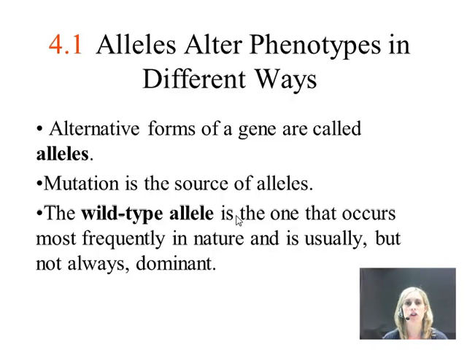For example, when you look around the room, most of the room has 5 fingers. That means you have 2 copies of a recessive allele for 5 fingers. 6 fingers is the dominant trait, a dominant allele. However, it is not the most common in a population. So, in this case, the recessive allele is the wild type, having 5 fingers.